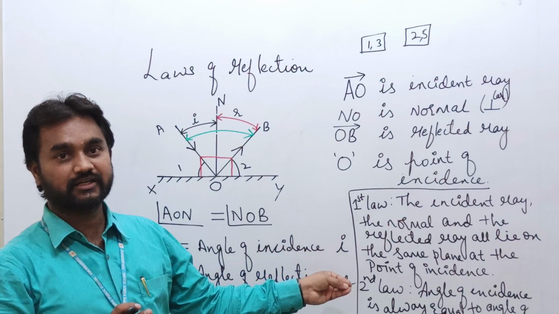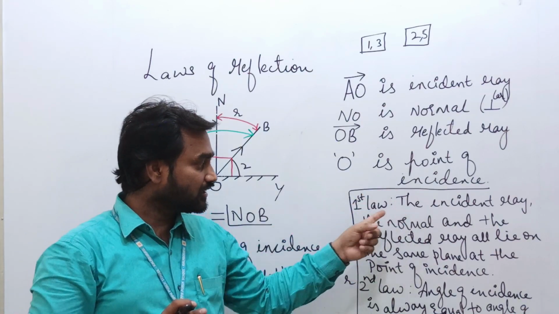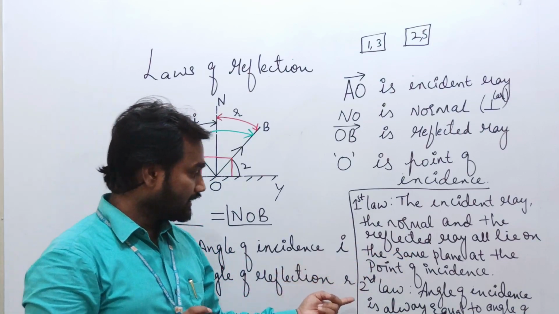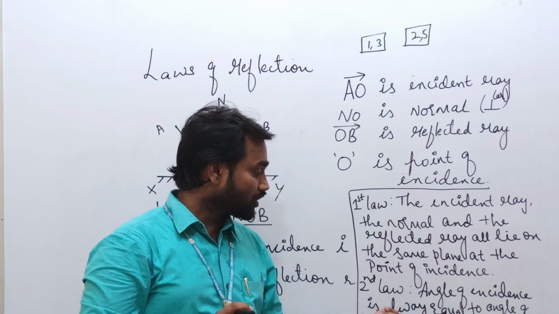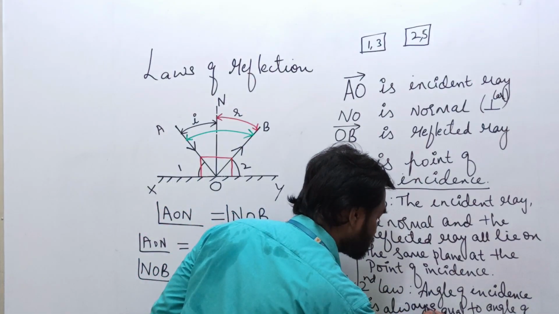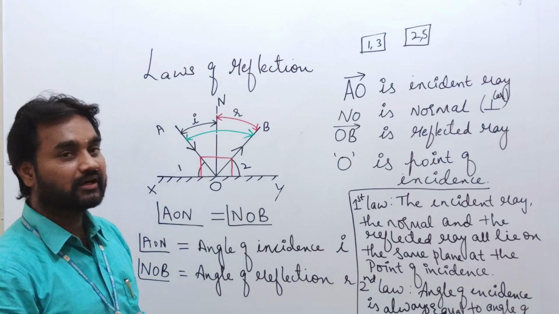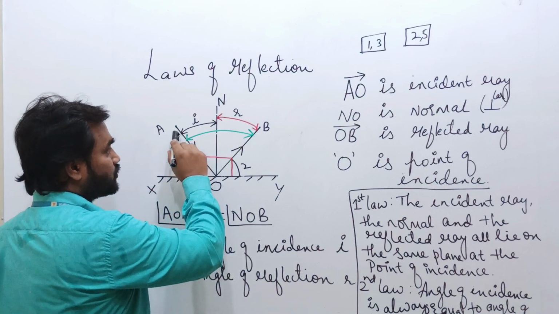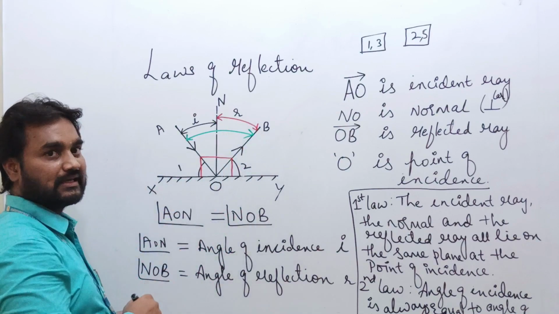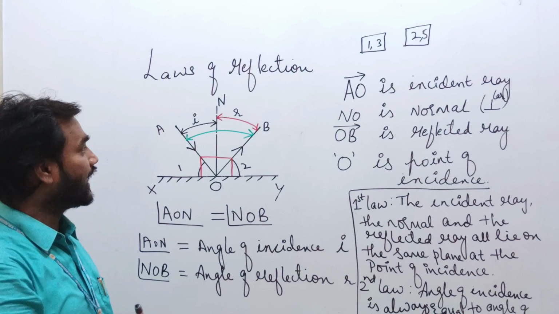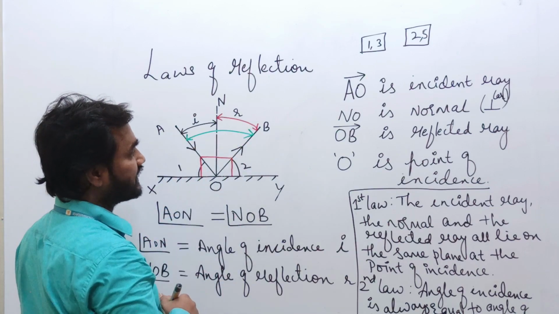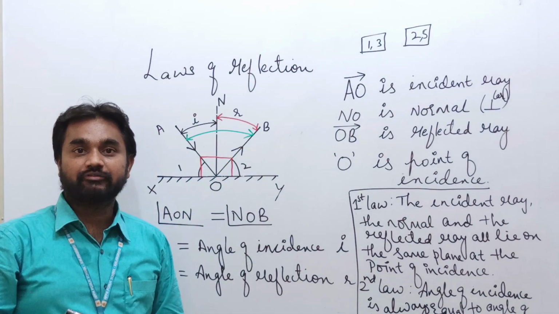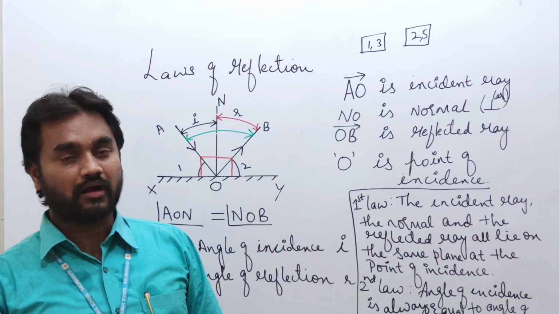So wherever the light is reflected, the incident ray, the normal and the reflected ray all lie on the same plane at the point of incidence. And the second law, the angle of incidence is always equal to the angle of reflection. Suppose the angle between the incident ray and the reflected ray, that is angle AOB, is 80 degrees. Then what would be the angle of incidence? This is the question now.